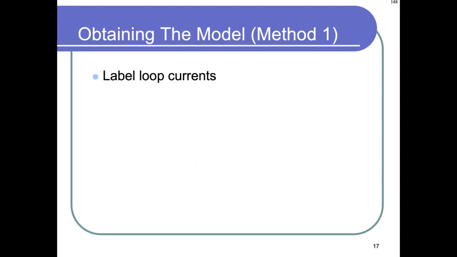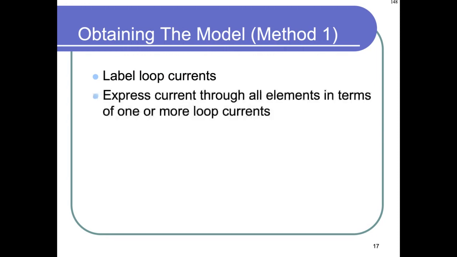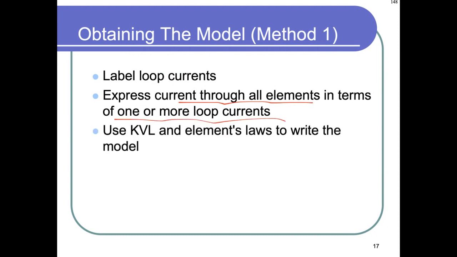So if I want to use KVL to obtain a model, I have to label loop currents, express the current through all elements in terms of one or more loop currents, and then use KVL and element laws to write the model, the input-output relationship, because you have a corresponding voltage somewhere that is the input voltage, and a corresponding voltage somewhere that is the output voltage, which is, let's say, the load of the circuit.